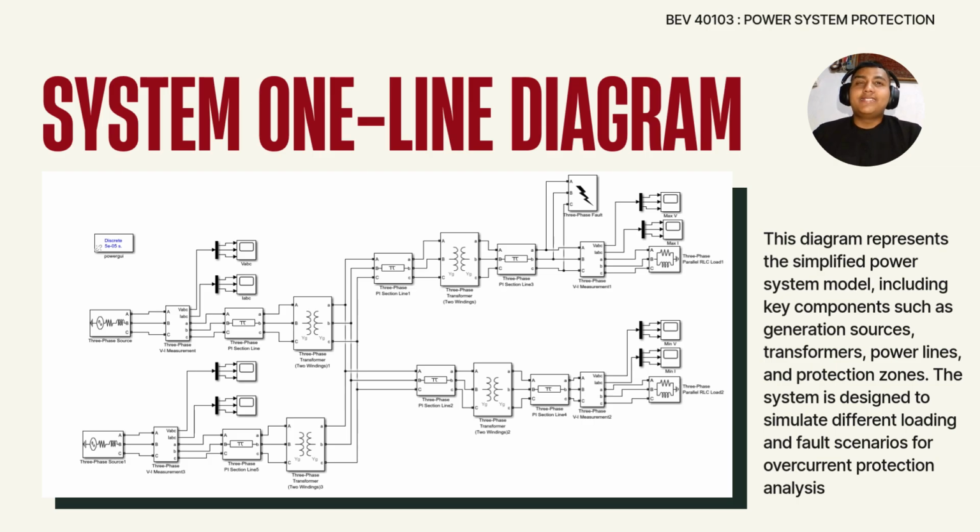This is our system one line diagram. This diagram represents the simplified power system model, including key components such as a generation source, a transformer, power lines, and a protection zone. The system is designed to simulate different loading and fault scenarios for our overcurrent protection analysis.